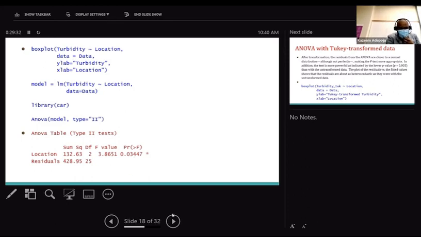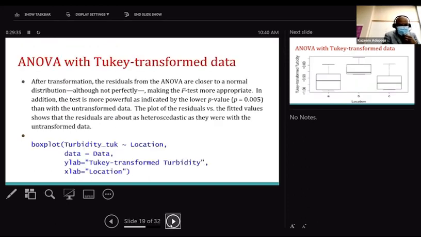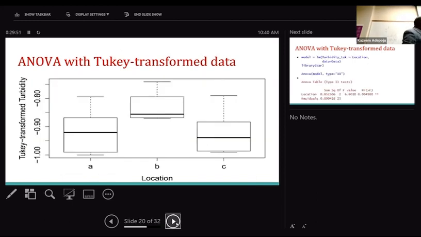What are we going to do now? We now want to use the data transformed by Tukey. And we first draw the box plot. Here we are considering 3 locations. We want to compare turbidity in 3 locations.